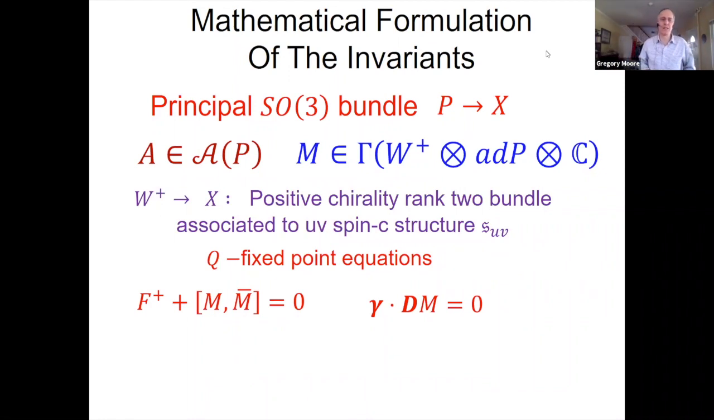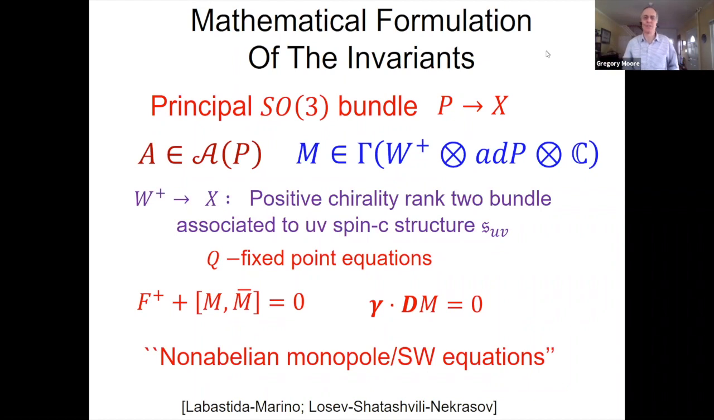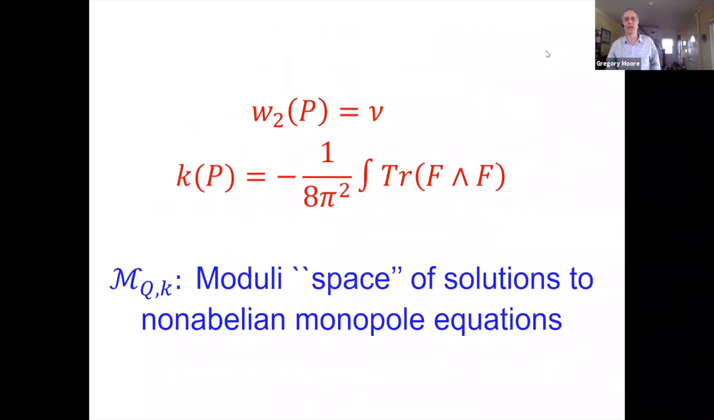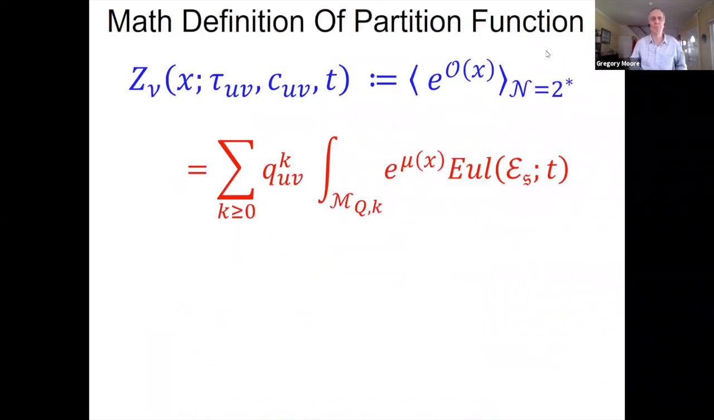These are the non-abelian versions of the Seiberg-Witten equations. They're called the non-abelian monopole equations. And so if we fix a second Stiefel-Whitney class, a 't Hooft flux, and an instanton number, then we have a well-defined moduli space of solutions to these monopole equations.